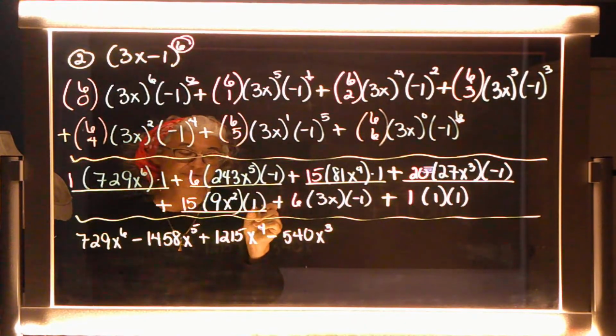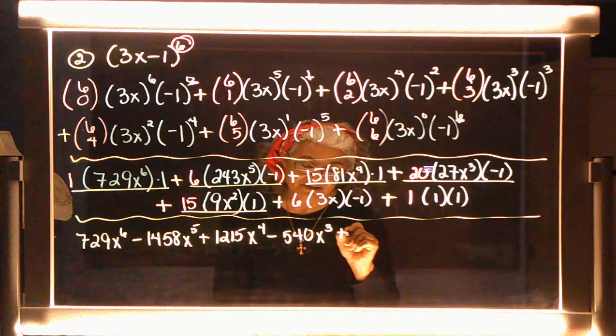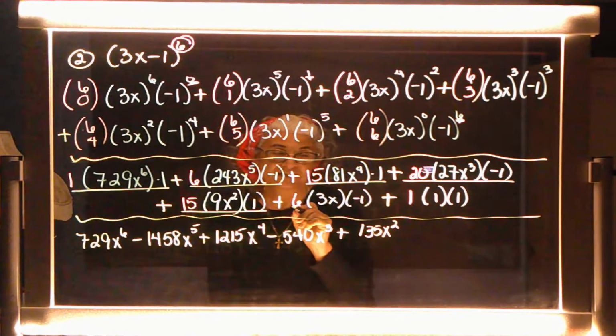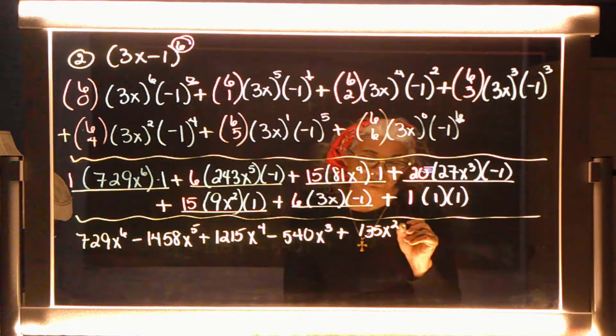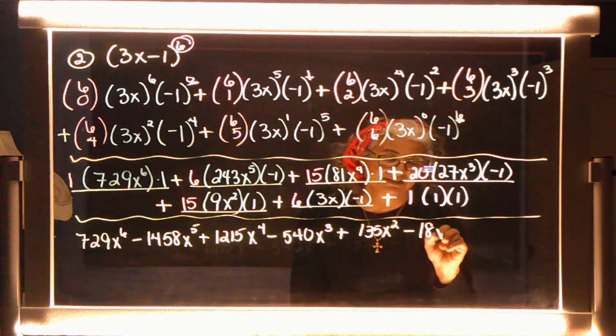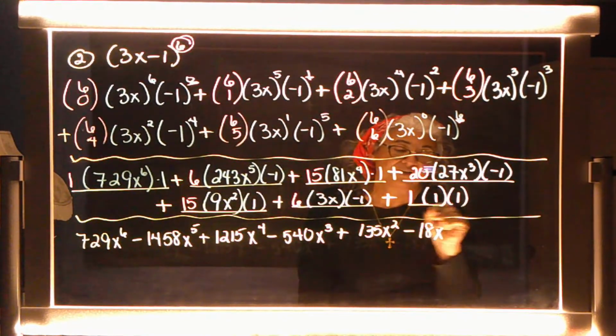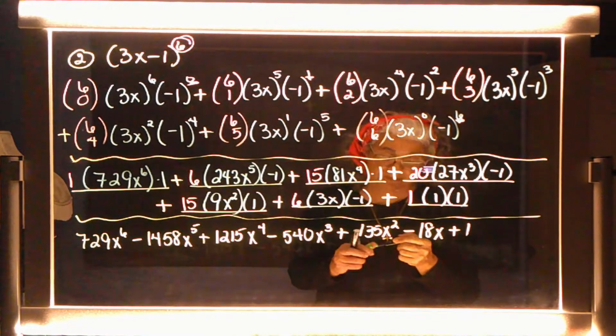15 times 9 times 1. Good. That'll be positive. That'll be 135x squared. This one, yes, that'll be negative when you multiply it. Negative 18x, right? Minus 18x. And this last one is plus 1.